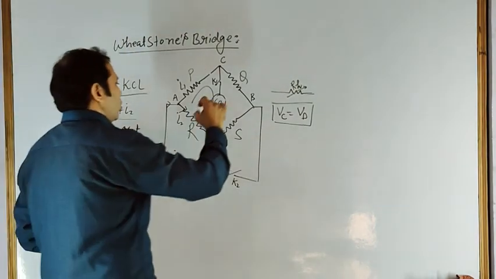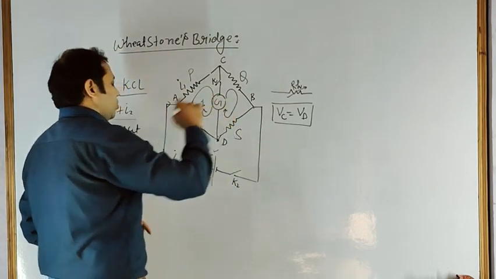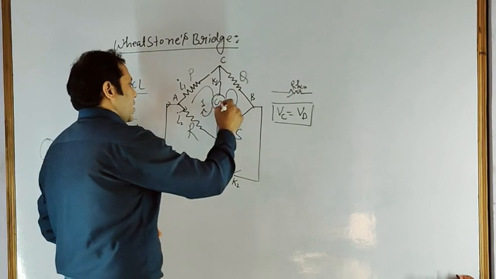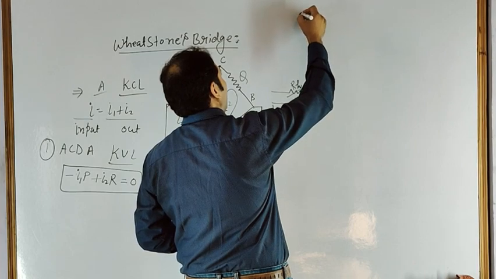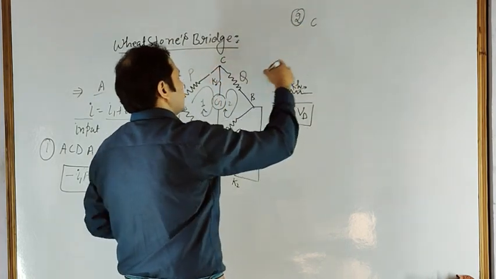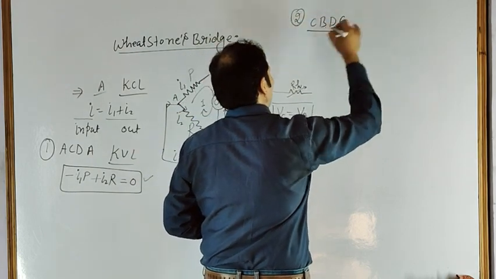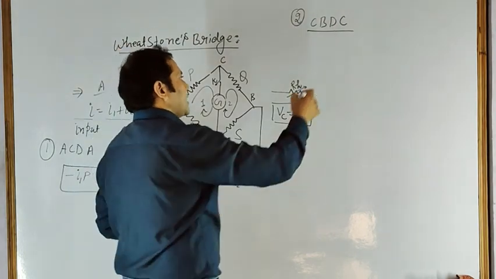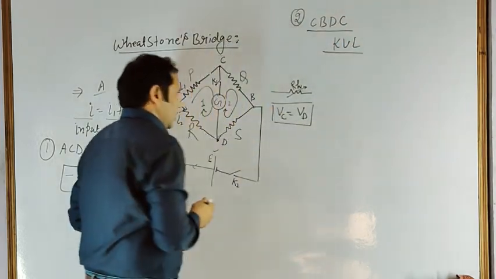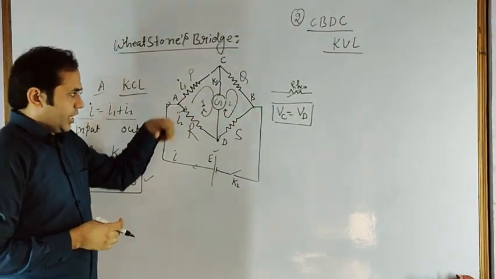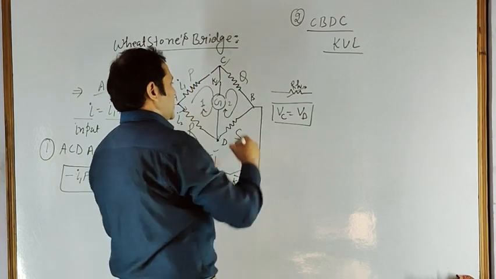Now we are considering loop 2. The direction of the loop is as shown in the figure. You can reverse the direction of the loop and write the equation as a practice. Loop 2 is C, B, D, C. Apply the KVL, Kirchhoff's voltage law, along the loop. There is no need of applying KCL. So we are starting from the point C.